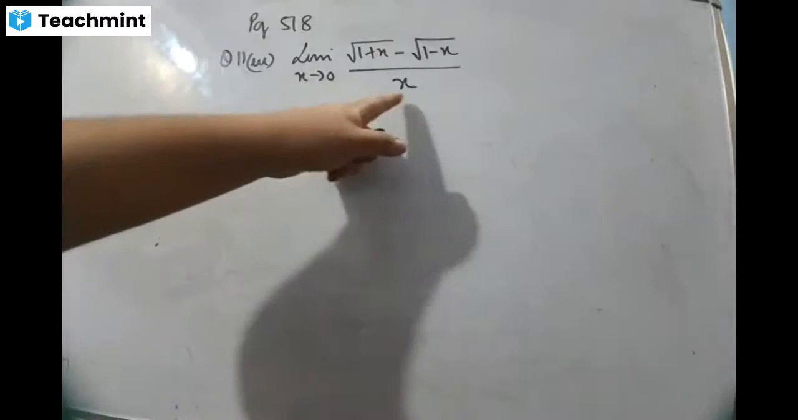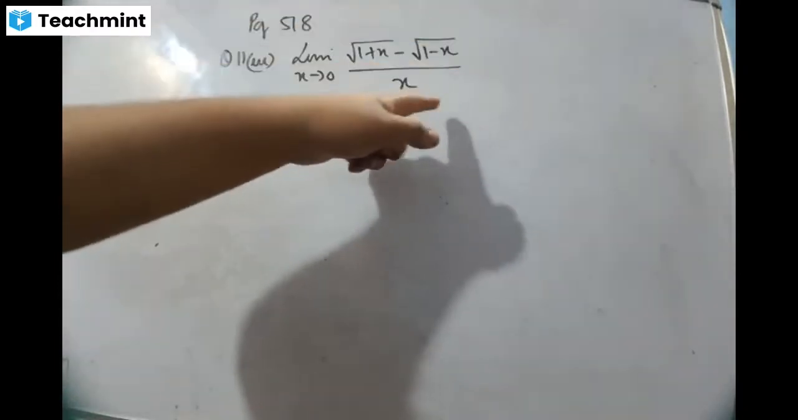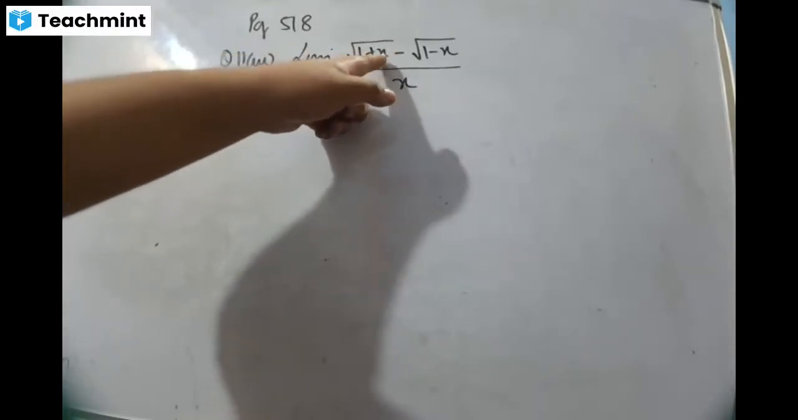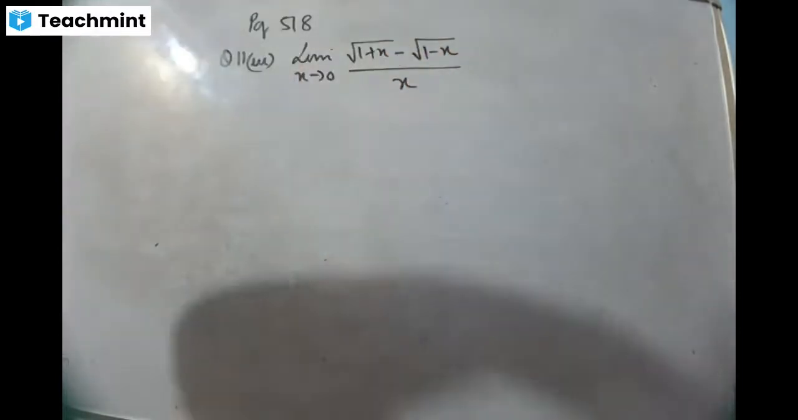So when I put x equal to 0, this becomes 0, isn't it? So this is 0 by 0 form. If the denominator is 0, the numerator is bound to be 0. 1 plus 0 is root 1. Root 1 is 1. 1 minus 0 is also root 1. Root 1 is 1. So 1 minus 1 is 0.